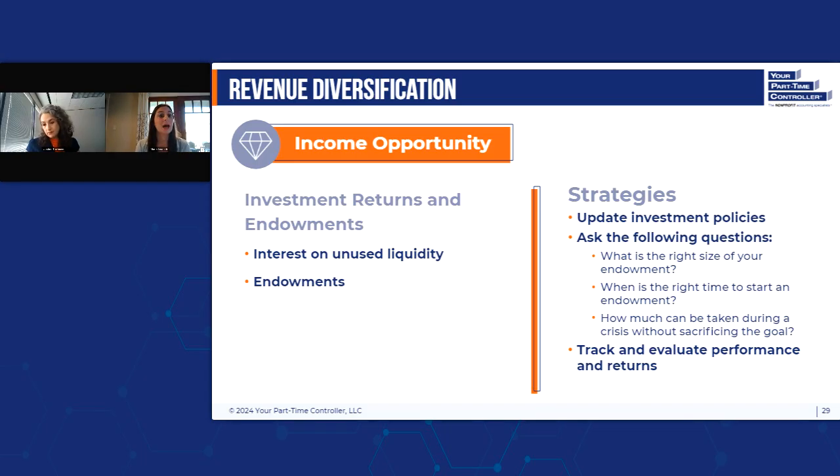So when is the right time to start an endowment? You want to think about your annual giving and how that's doing. You really want to have strong annual giving before you would start an additional endowment campaign, because very often the campaign you're going to start for your endowment is going to cannibalize your annual giving at least a little bit. So think about if your annual giving is strong enough that if you had a 10 to 15% reduction, you'd still be okay for your operations.